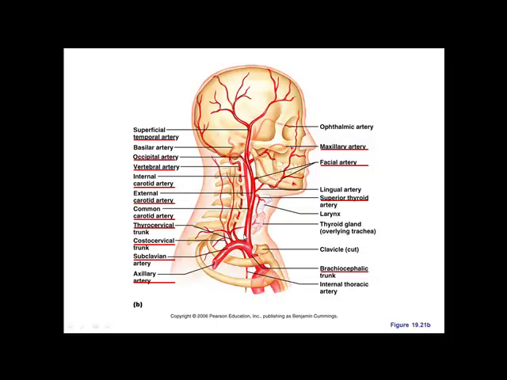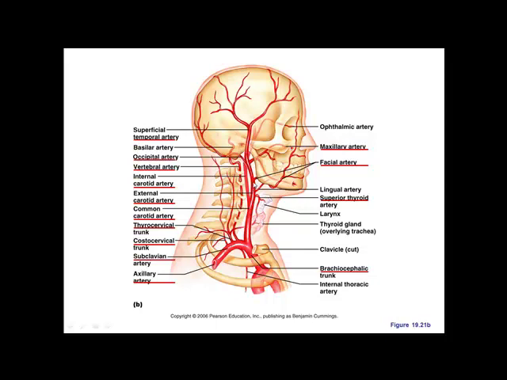So let's follow the right common carotid artery up first. So here's my right common carotid artery, and it's going to split into an external carotid artery and an internal carotid artery. My external carotid artery is going to have a number of branches coming off of them. Okay, first of which is my superior thyroid artery. So it's superior and thyroid, so it's going to be the artery that is covering the superior aspect of the thyroid gland.